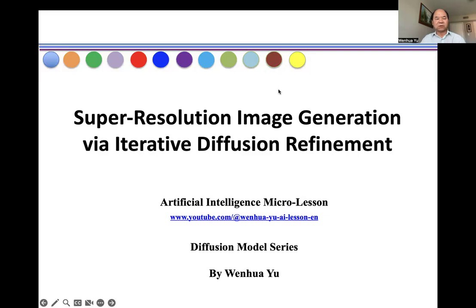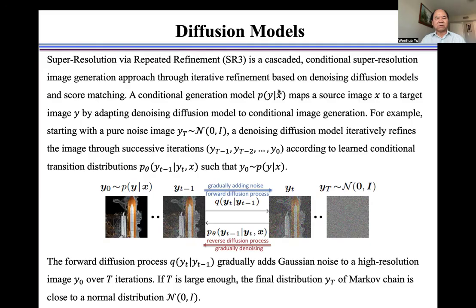In this video, I introduce super resolution image generation via iterative diffusion refinement. Super resolution via repeated refinement, SR3, is a cascaded conditional super resolution generation approach through iterative refinement based on denoising diffusion models and score matching. A conditional generation model P maps a source image X to a target image Y by adapting the noise and diffusion model to conditional image generation.